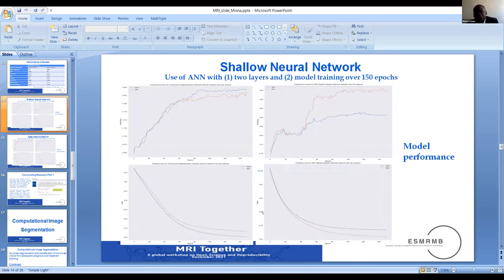So now we tried to use a shallow neural network, an artificial neural network consisting of just two layers. The model training was done over 150 epochs. And you can see this is the model performance, this is the accuracy on the top, and this is the model loss here. So we saw that the shallow neural network did not do poorly. So we tried to see how a deep neural network could help.